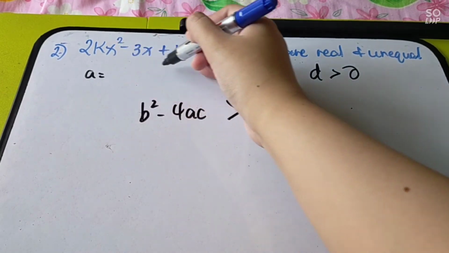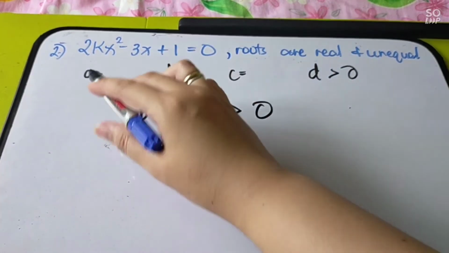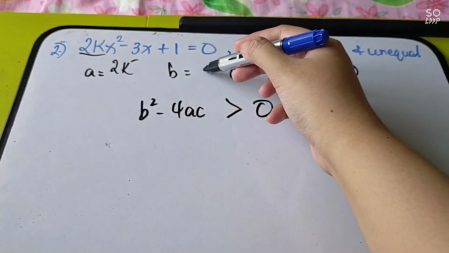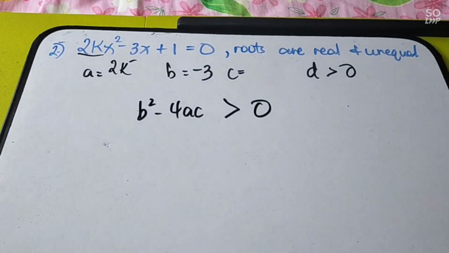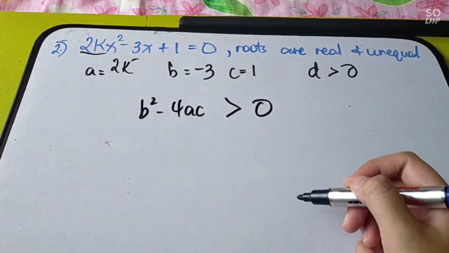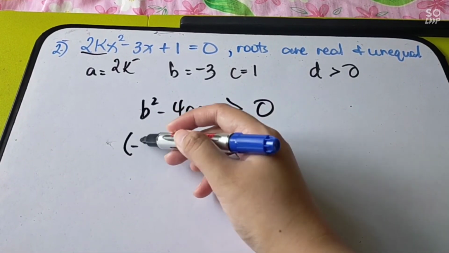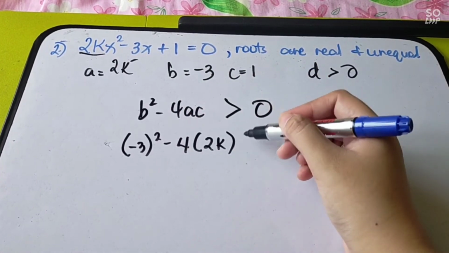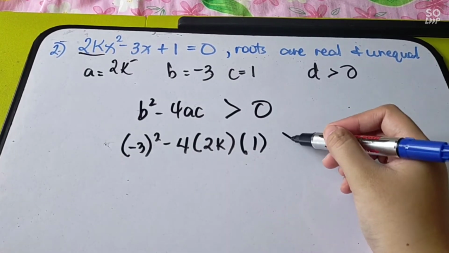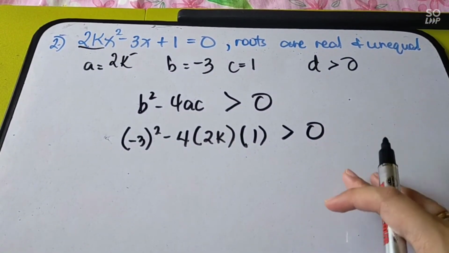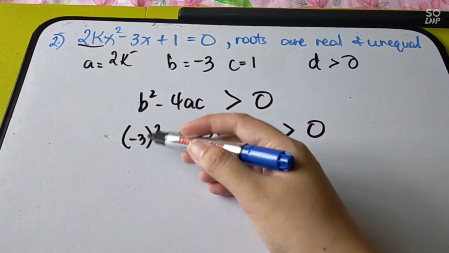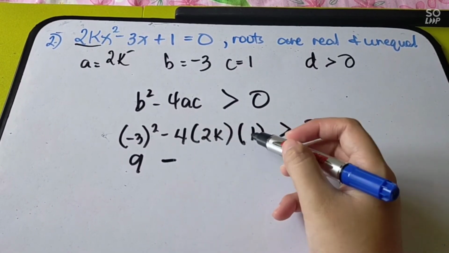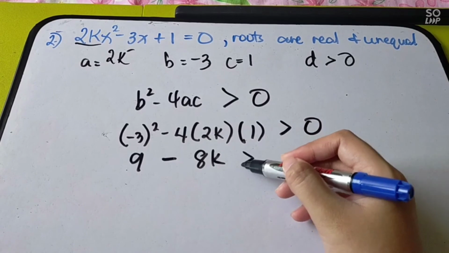So, let us find for your A, B, and C. Your A here, we have here 2k. Yan yung A mo. Your B is negative 3. Your C, we have here positive 1. Then, let us substitute. So, your B is negative 3 squared minus 4 times your A is 2k times your C is 1. Then, greater than 0. Karoon tayo ng inequalities because of the condition. 3 squared, we have here 9, and then, just multiply. This is negative 4 times 2 times 1, that is 8k, greater than 0.